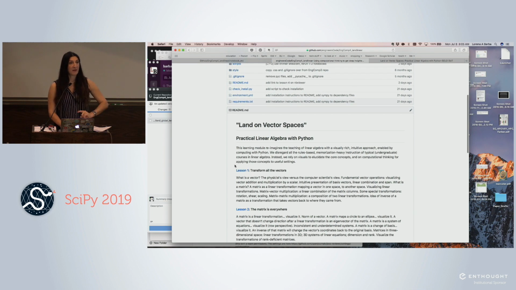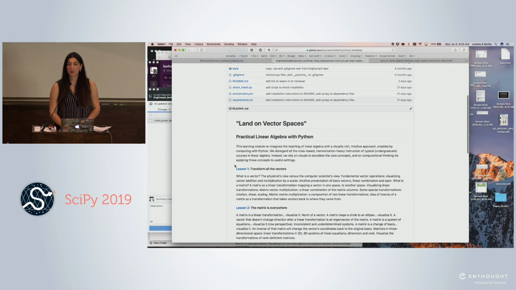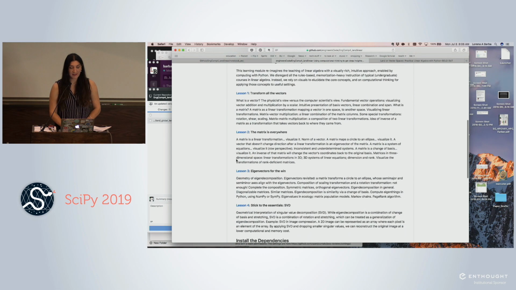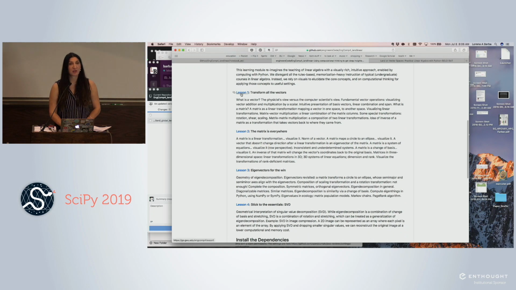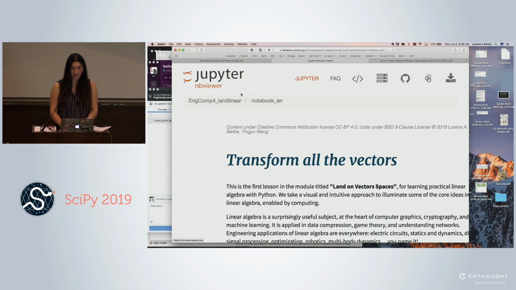But the way that we're going to do this is, even if you don't have a clone of these materials on your laptop, you can follow along, because each one of these lessons here has a link to the NBViewer rendered version of this lesson. So if you clicked on lesson 1, you can just pull it up as a web page, and it is available for you to follow along.